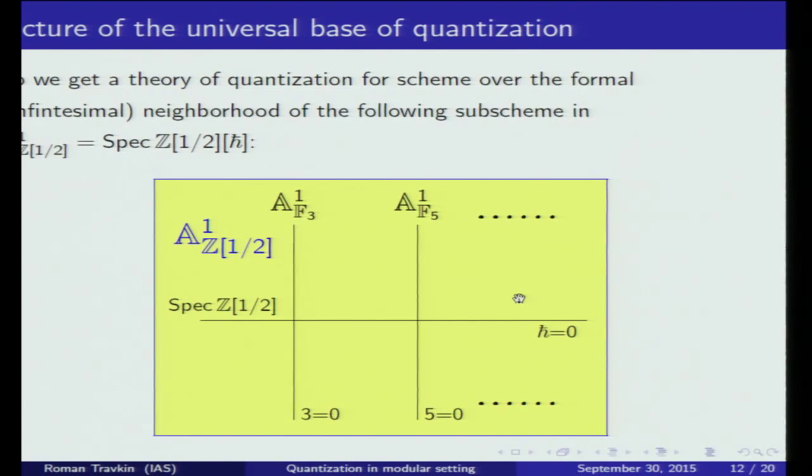Here's a picture of the universal base of quantization. We get a theory of quantization for schemes over the formal infinitesimal neighborhood of the following subscheme in A1 over Z of one half. In other words, Spec of Z of one half, polynomials in h bar. So there's a baseline, which is Spec of Z of one half, and then at 3 we have A1 over F3, and at 5 we have A1 over F5. The baseline is when h bar equals 0.